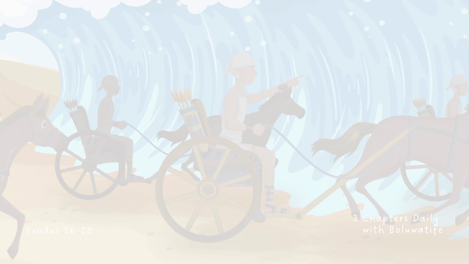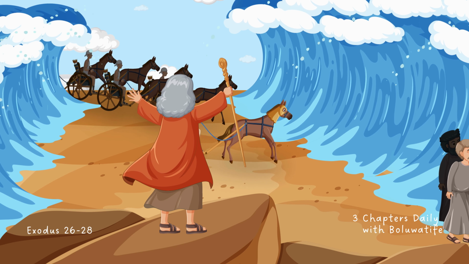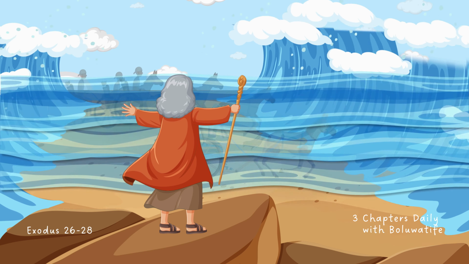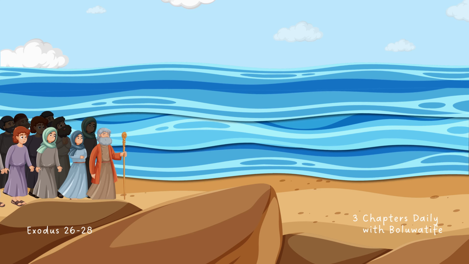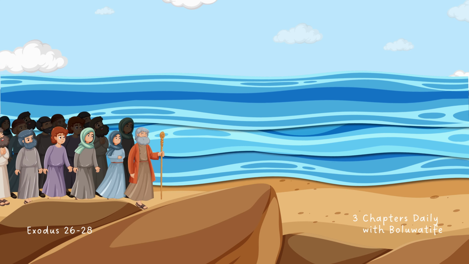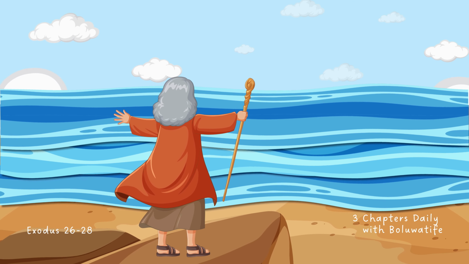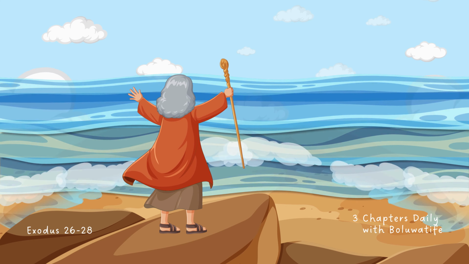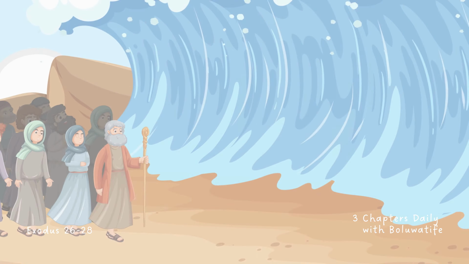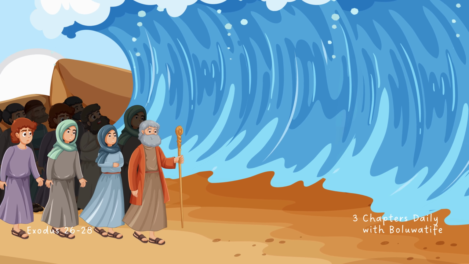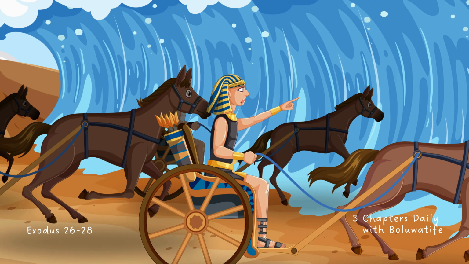And thou shalt make bars of shittim wood, 5 for the boards of one side of the tabernacle, and 5 bars for the boards of the other side of the tabernacle, and 5 bars for the boards of the side of the tabernacle for the 2 sides westward. And the middle bar in the midst of the boards shall reach from end to end. And thou shalt overlay the boards with gold, and make their rings of gold for places for the bars. And thou shalt overlay the bars with gold. And thou shalt rear up the tabernacle according to the fashion thereof, which was shewed thee in the mount.